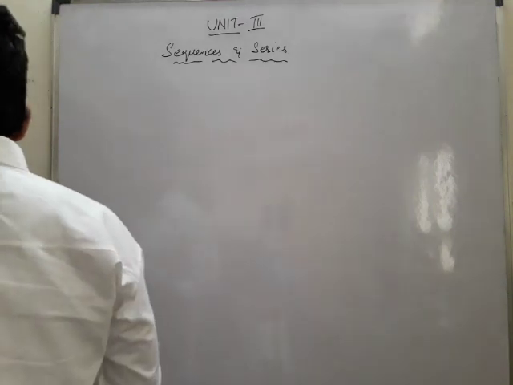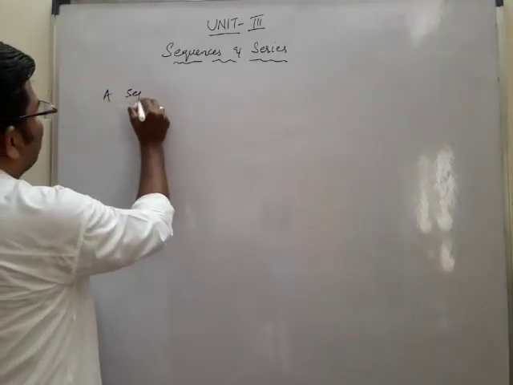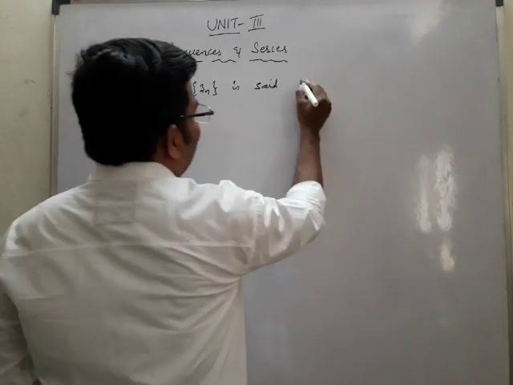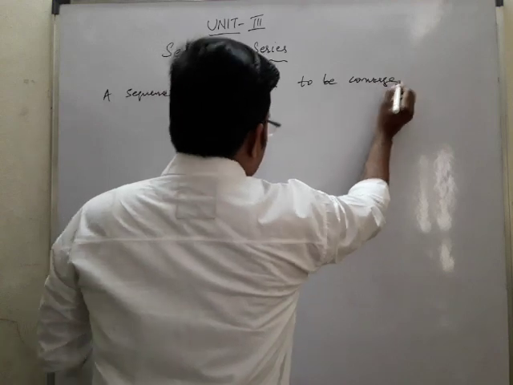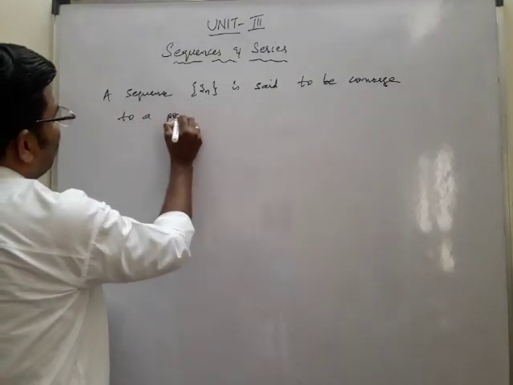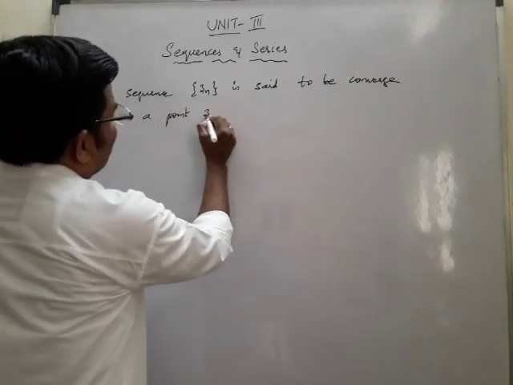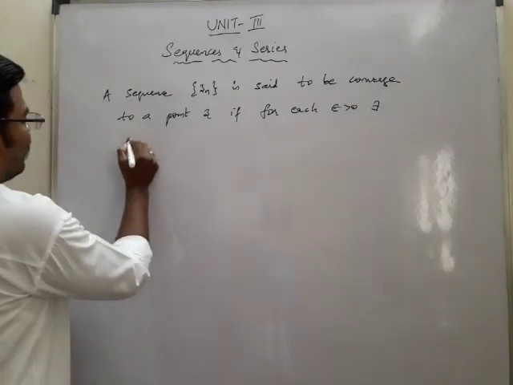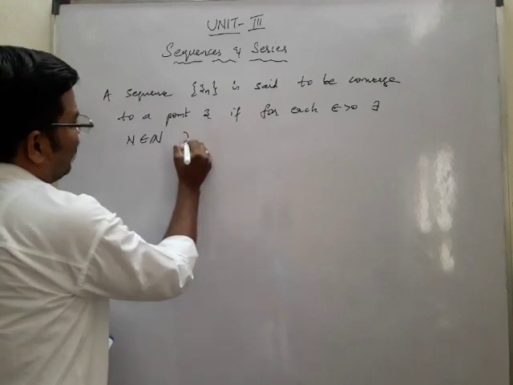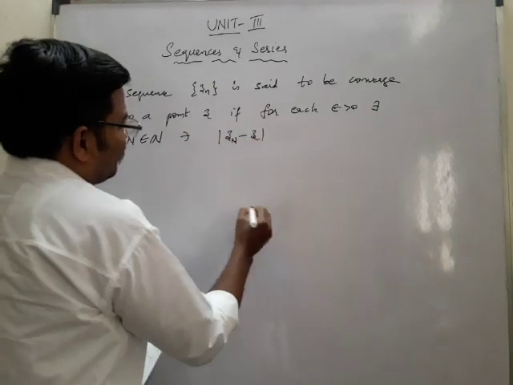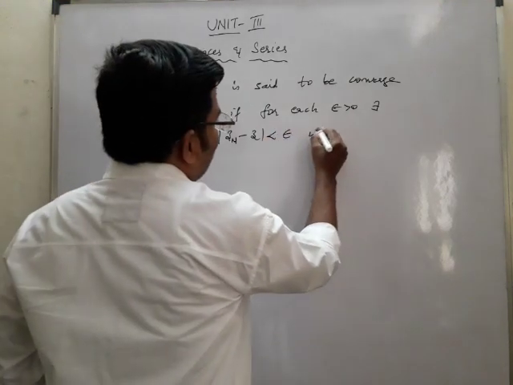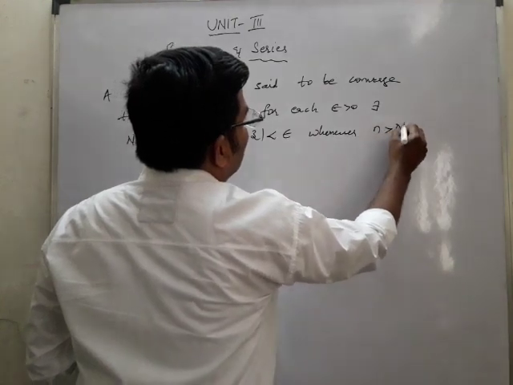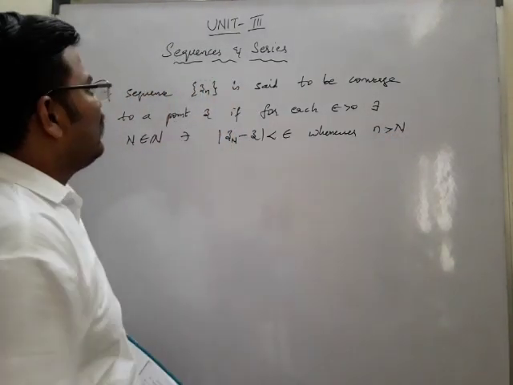Now what is a sequence? Let us take Zn is said to converge to a point z if for each epsilon greater than 0 there exists N belonging to the natural numbers such that mod Zn minus z is less than epsilon whenever small n is greater than N. This is nothing but a sequence which we are finding.